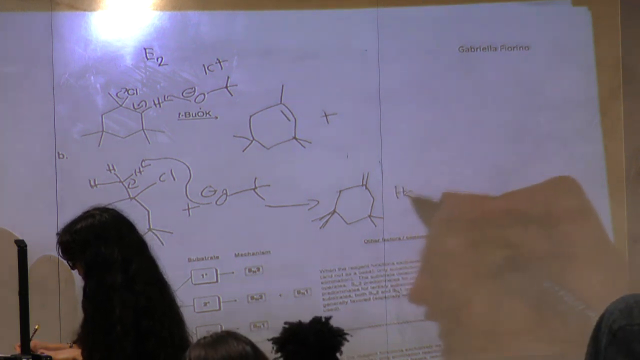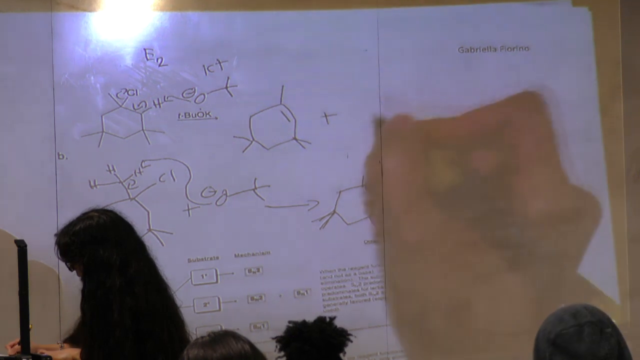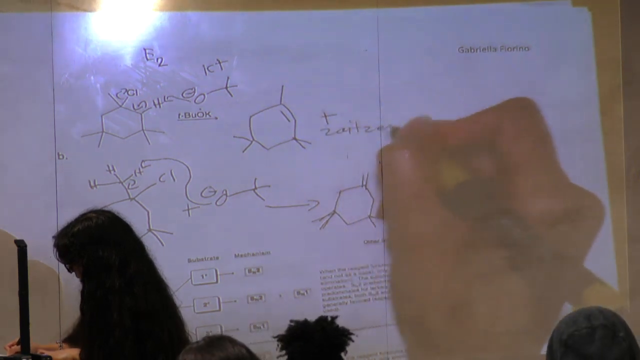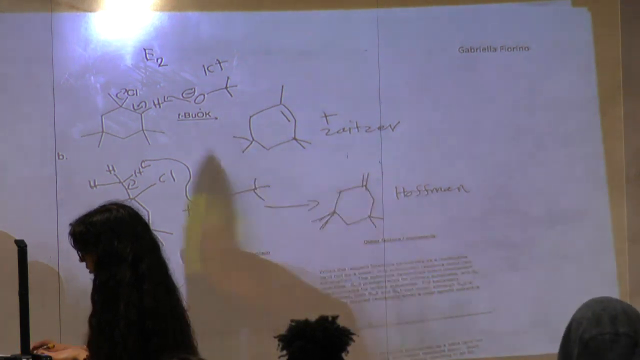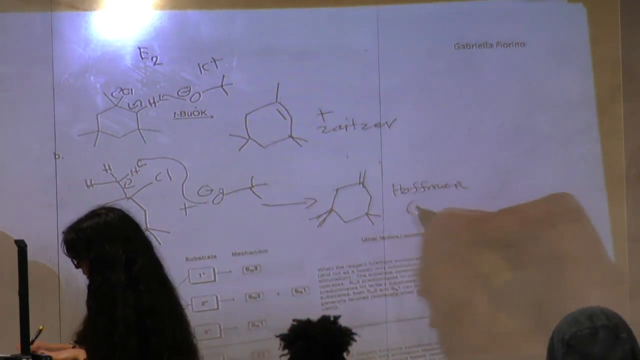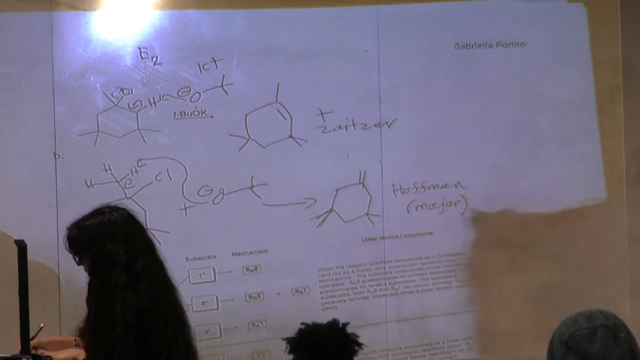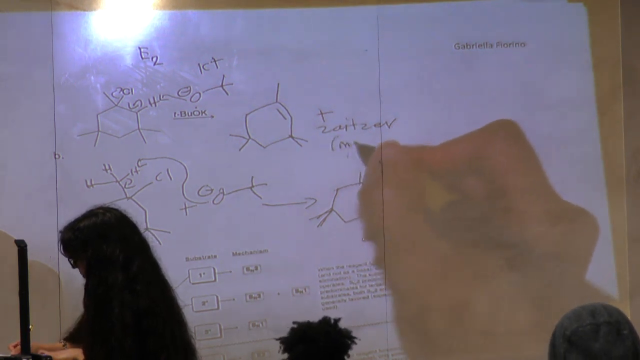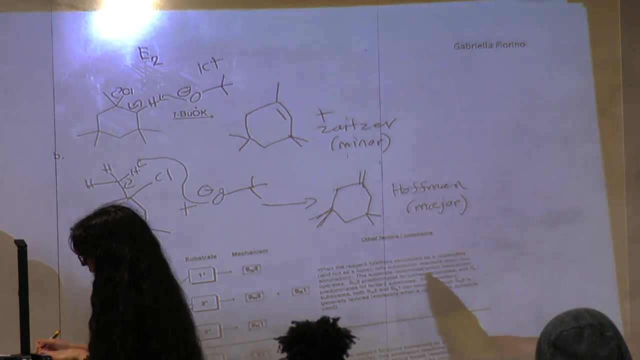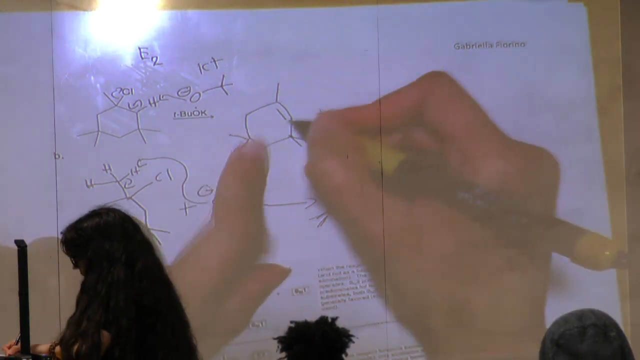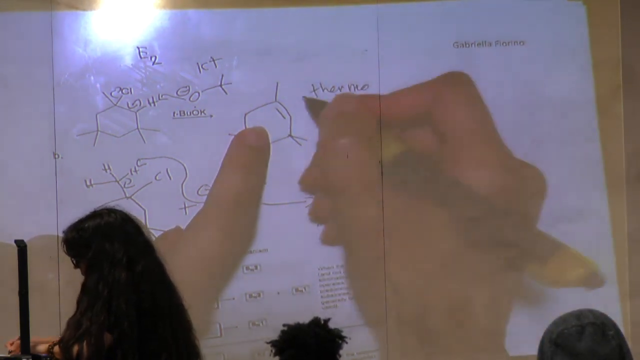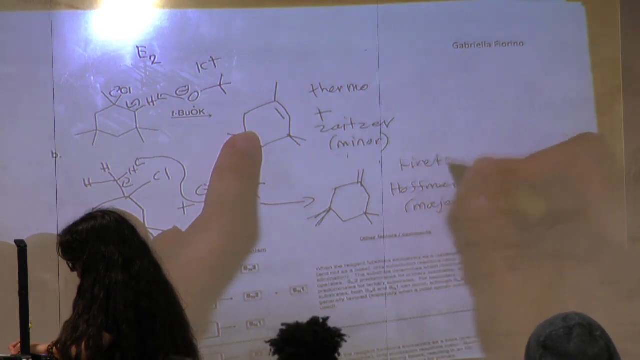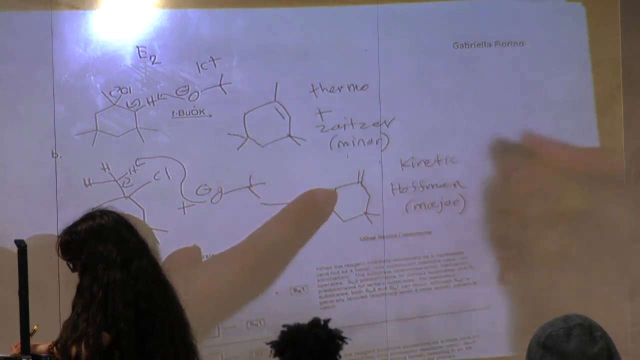Yeah, perfect. So this is your Hofmann. This is your Zaitsev. What's your major product? Hofmann, because it's tert-butoxide. With tert-butoxide, your less substituted product is your major product. That's the exception to the rule. And just pointing it out again, the double bond is on the more substituted carbon, so this is your thermodynamic product, and this is your kinetic product because your double bond is in the less substituted area.